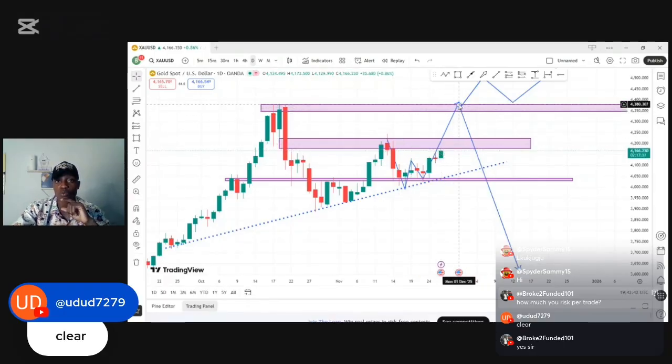Then we will see a reaction from the market. After the reaction at that particular resistance level, we can decide where the market will be heading to. You get? So that's exactly what we are going to do.